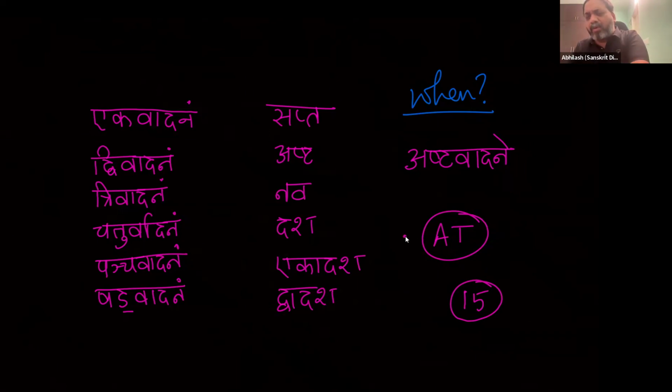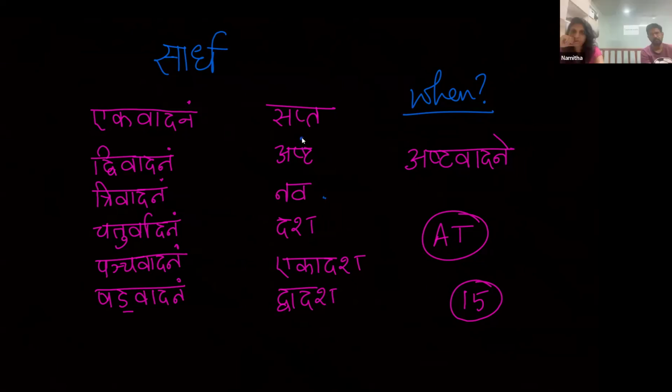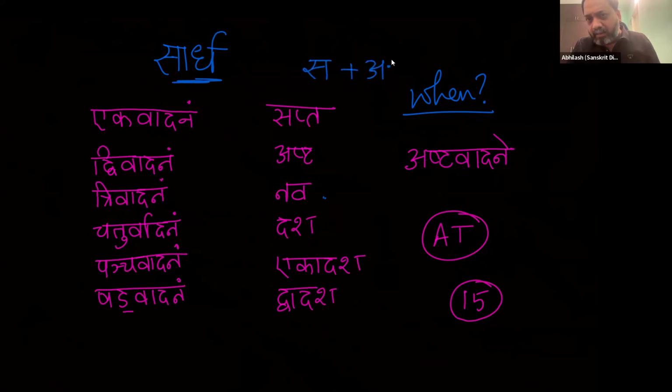The only one thing you might want to add, so that you're able to do a lot of additional stuff, is to say Sardha before. So if I say Sardha Ashtavadanam, what do I mean? Look at what this is. It is Sa plus Ardha, which means with half. So if I say Sardha Ashtavadane, I mean half past 8.